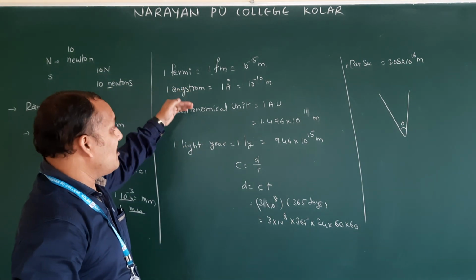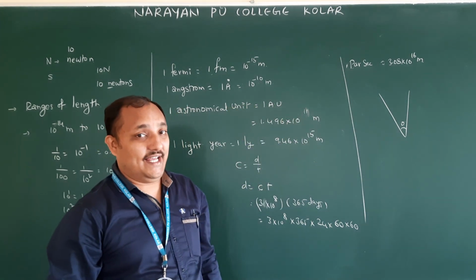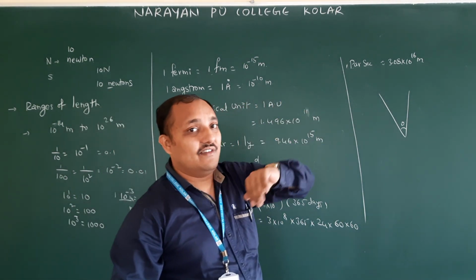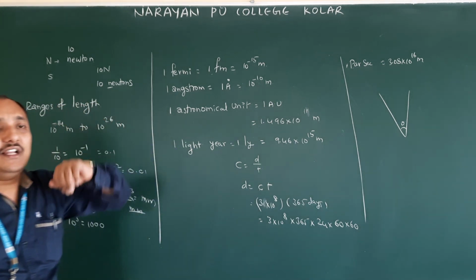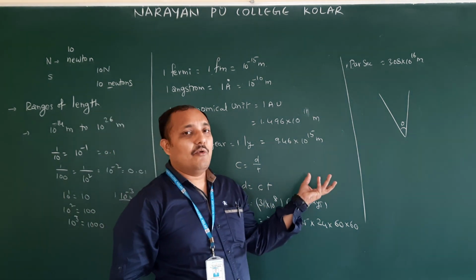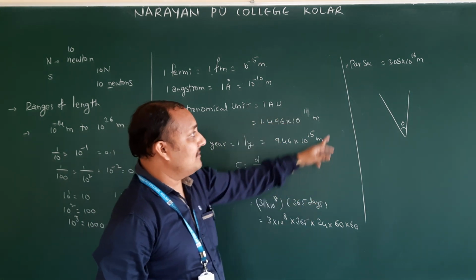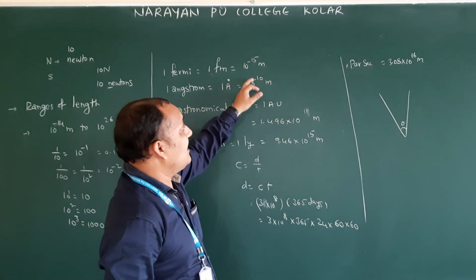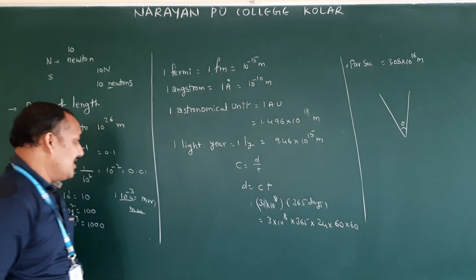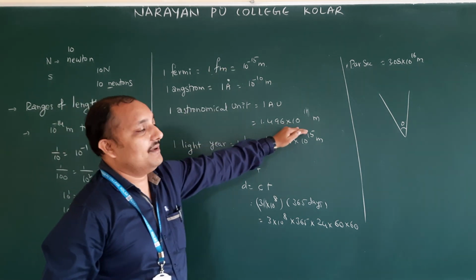So Fermi, angstrom, astronomical unit, light year, parsec, all are measurements of length. I am saying this repeatedly because they will ask under which unit the parsec comes, and it comes under fundamental unit. Now, among all these, which has more length? Large distances are those with plus powers, and those with minus powers are small distances. I gave you this to get an idea of minus 10 powers and plus powers.